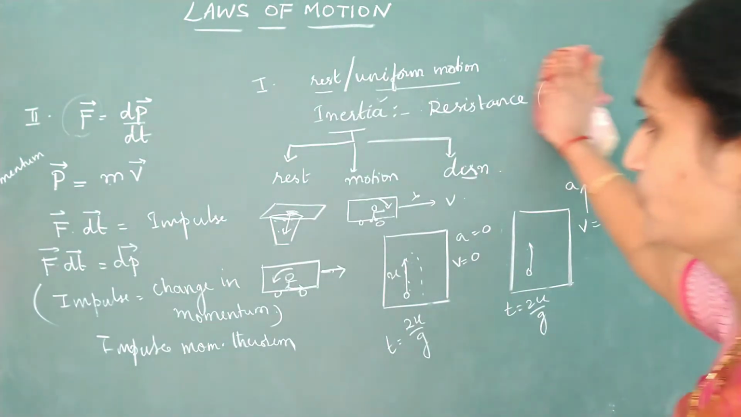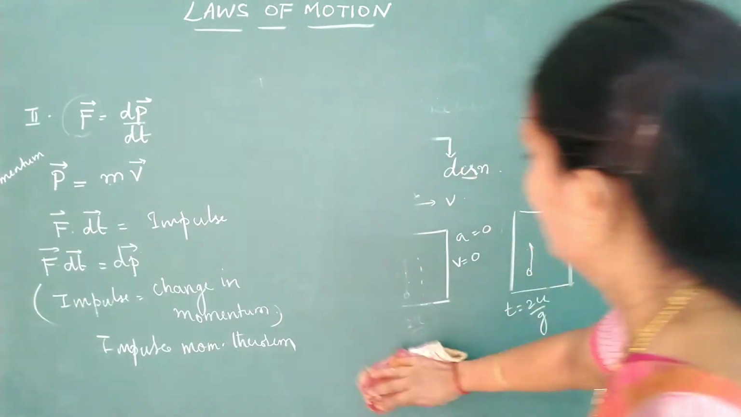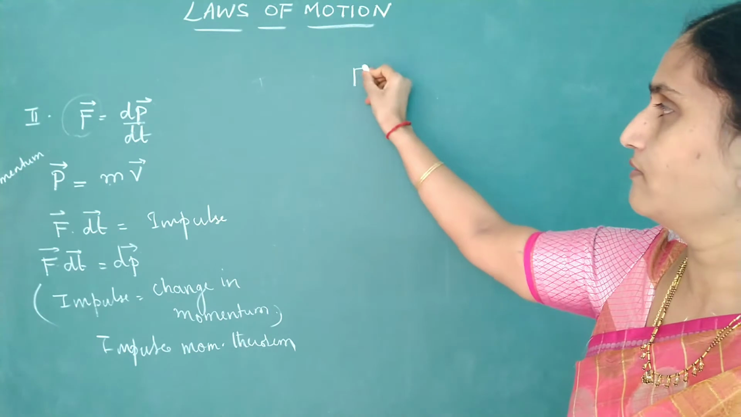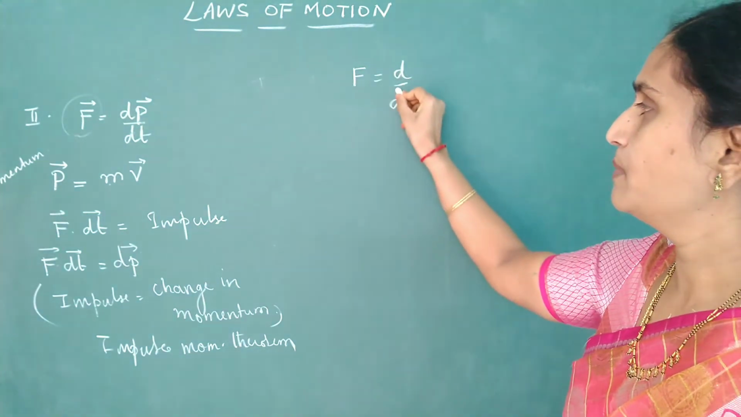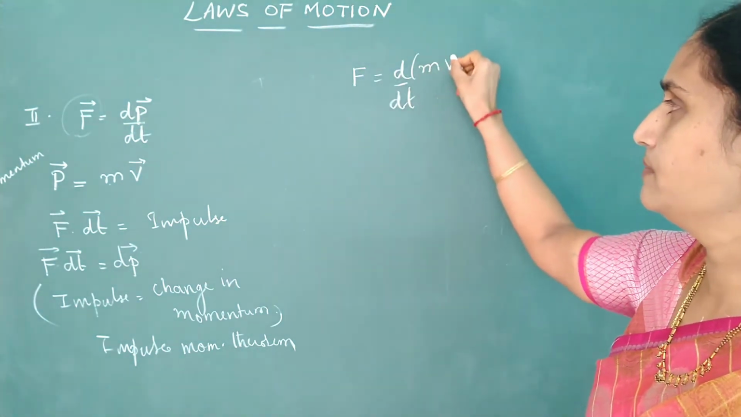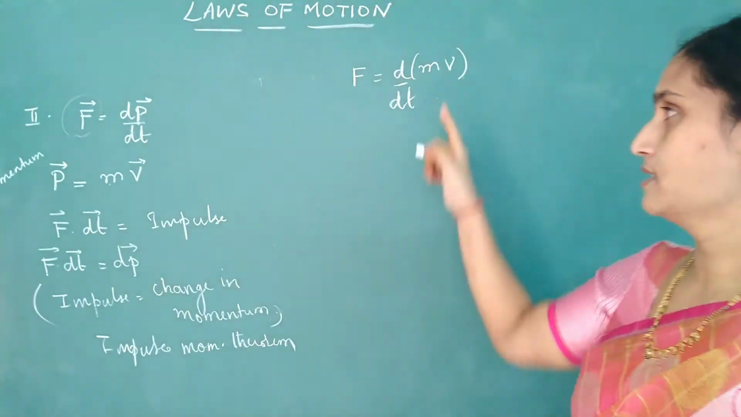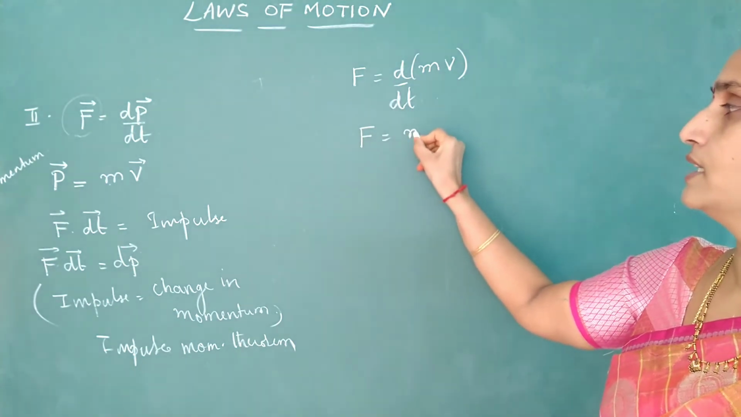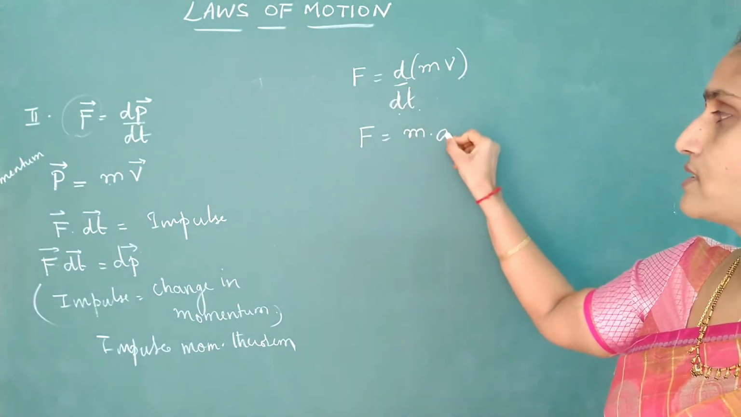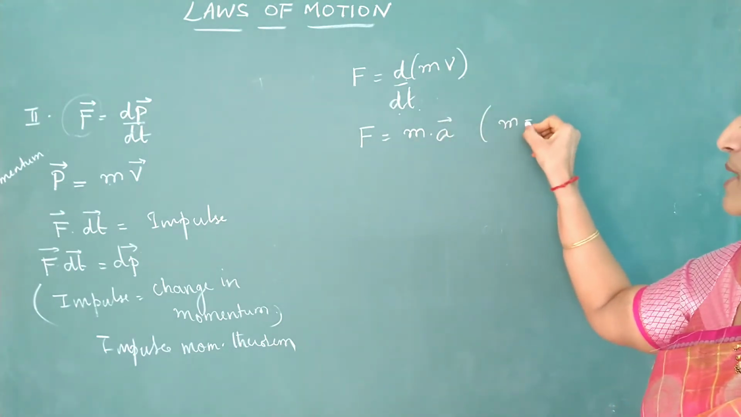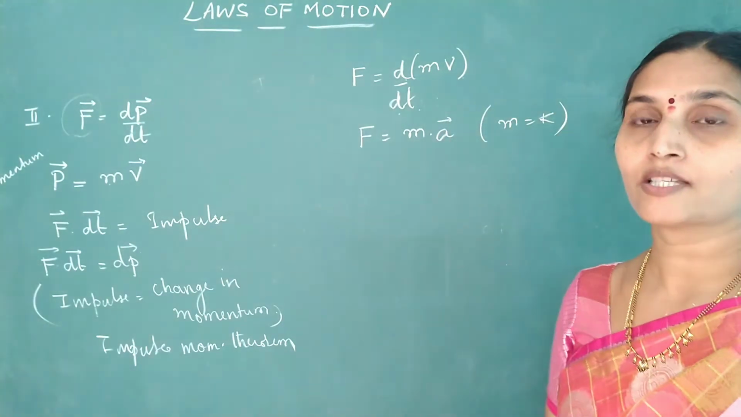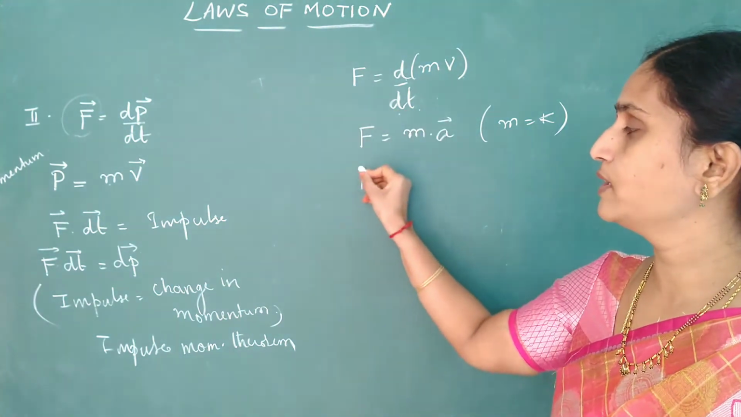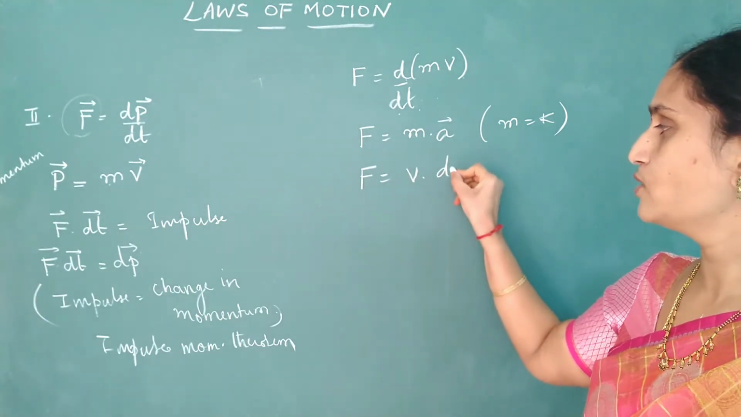Look at a few more points regarding the second law. If you write momentum as mass into velocity, we know F is equal to d by dt of m into v. If the mass of the particle is not varying with time, what will force be equal to? M into dv by dt, that is acceleration. But this is provided m is constant. Suppose the body is moving with constant speed and mass is variable. In such a case, how will you differentiate it? V into dm by dt.